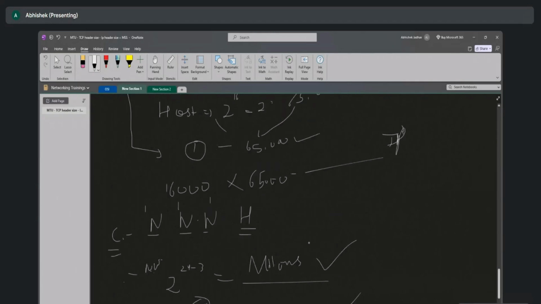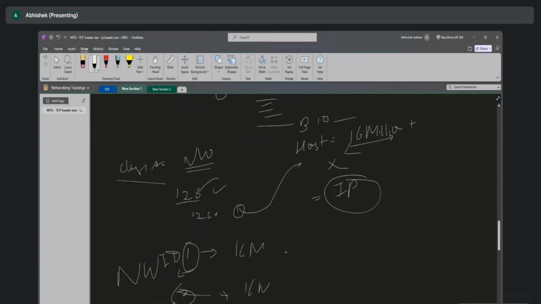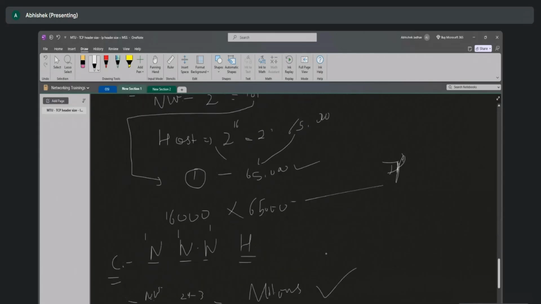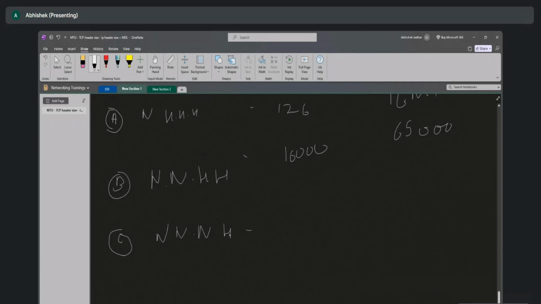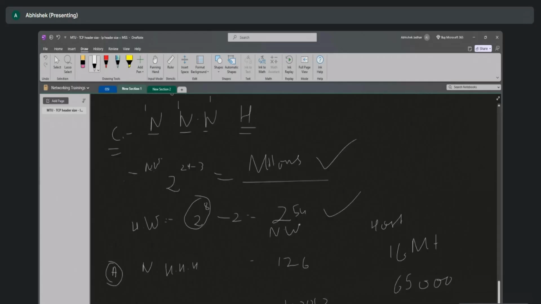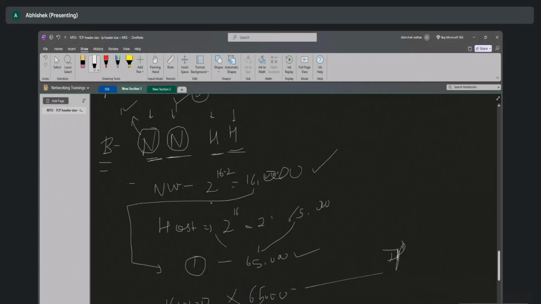So in class A, how much did we calculate for the network? So it was 126, right? So 126, right? And 16 million hosts. Okay. For class B, we had calculated 16,000 of network bits and 65,000 of host bits. You need not remember these numbers. I want you to remember the calculation. That's it. So for class C, how many network IDs did we calculate here?